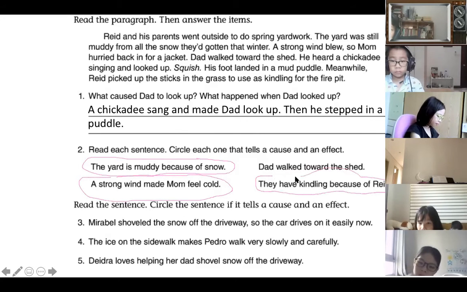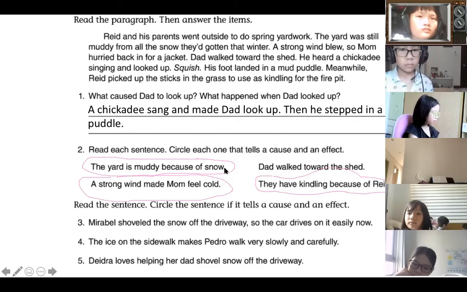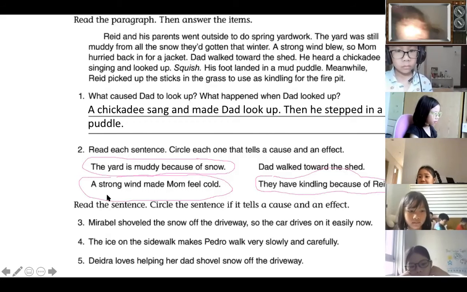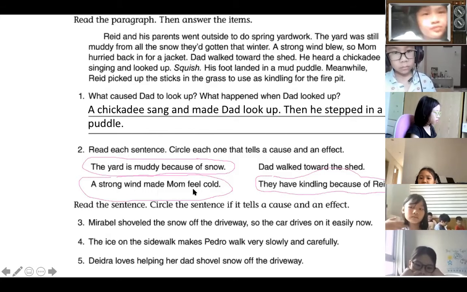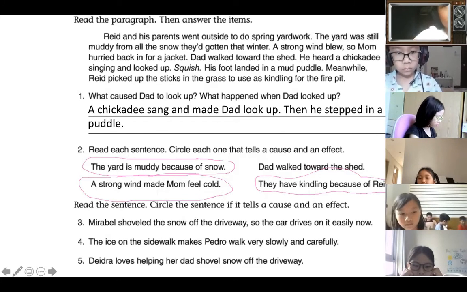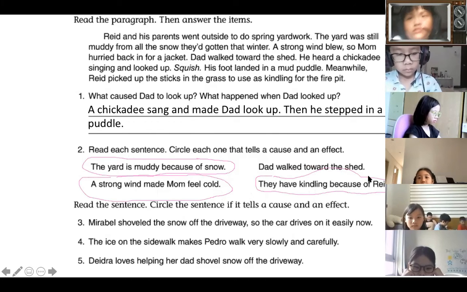So guys, these 3 sentences, they show a cause and effect. If you have a look here, the yard is muddy because of snow. So the effect is the yard is muddy and the cause is snow. A strong wind made Mom feel cold. The cause is a strong wind and the effect is that Mom feels cold. And here they have kindling because of Reed. The effect is they have kindling and the cause is that Reed gathered it for them.